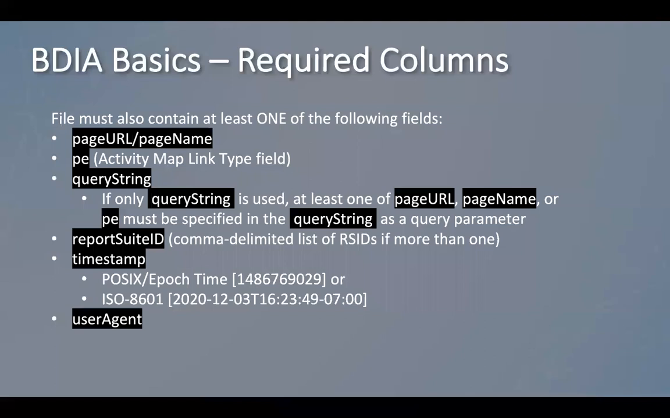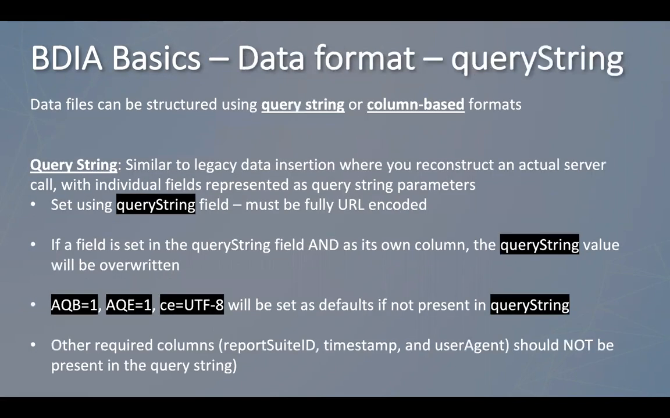One is just a standard CSV with individual columns for each data point, or you can actually build out the query strings similar to the way the legacy data insertion works. A timestamp, and they accept two different kinds there. And then user agent is also another option here. So we'll go over the query string type first. So the data files can be structured using the query string field, or it can just use standard column-based formats.